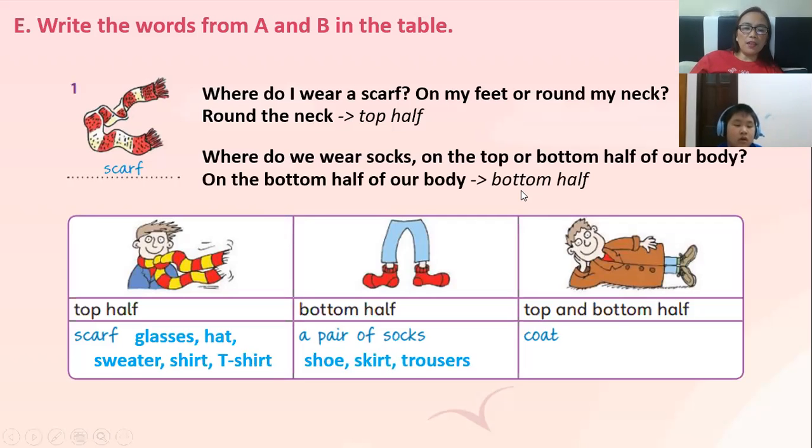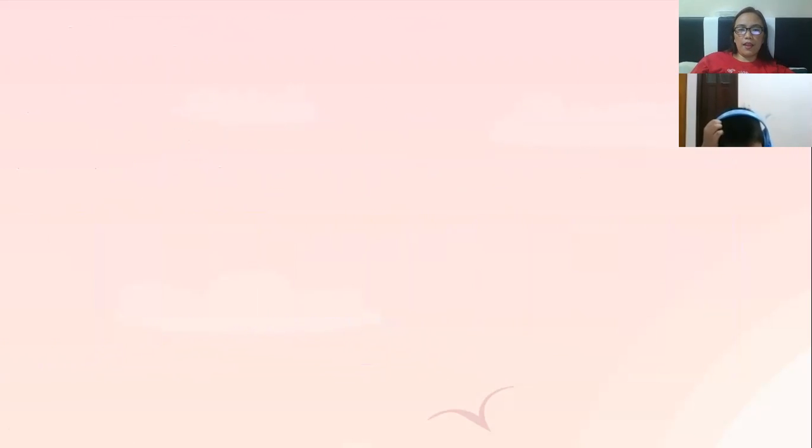Okay. So what are the things that we can wear on top half? Scarf. Baby. Scarf. Glasses. Scarf, glasses, hat, sweater, shirt, t-shirt. Bottom half. A pair of socks, shoe, skirt, trouser, coat, dress. Okay.